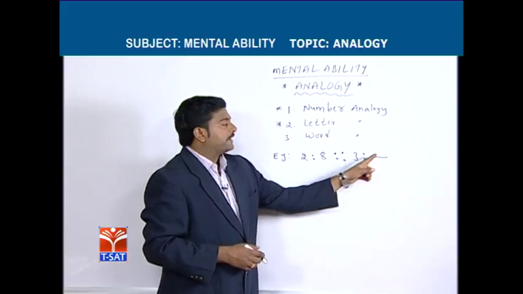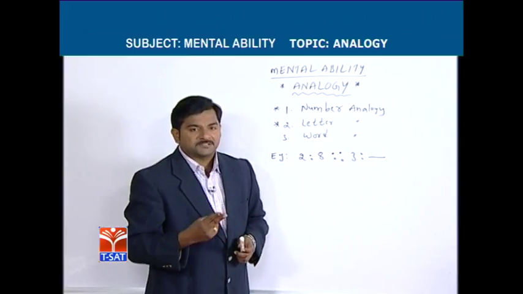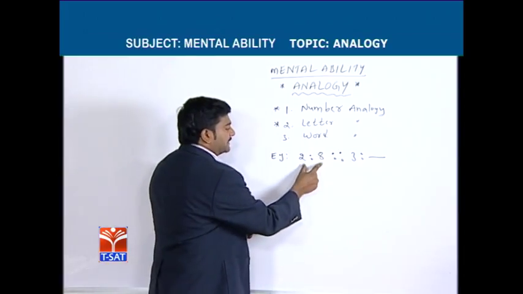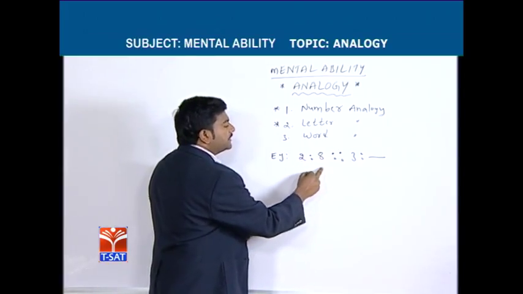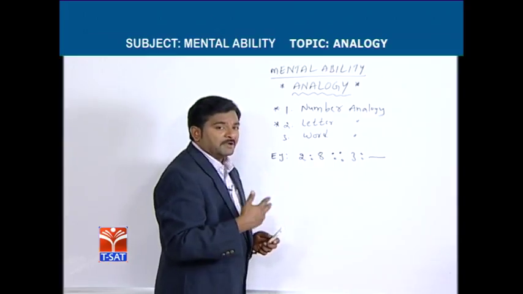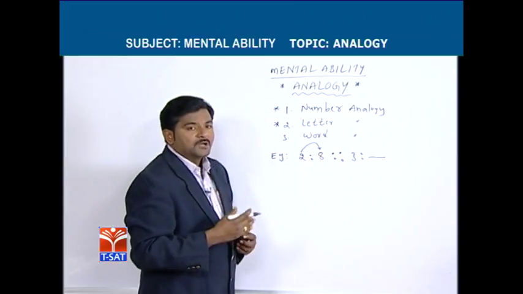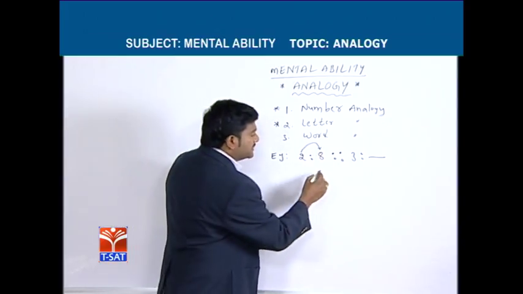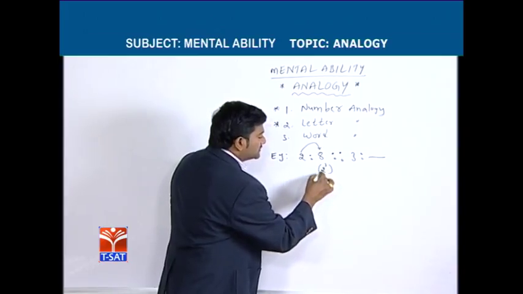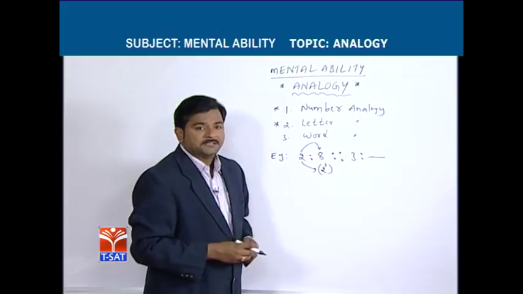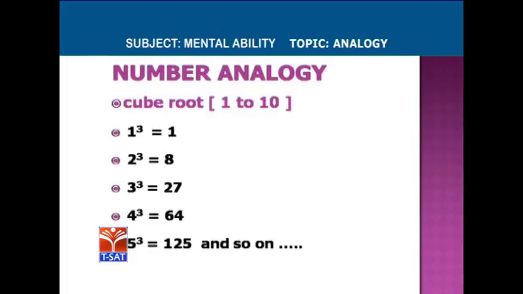Usually to find out this value you need to think in two ways. First way is from set 1. Here set 1 is 2:8. One way of thinking is: from 2, how are you getting 8? 8 can be written as 2 cube. So 2 becomes 2 cube. Similarly, if you apply the same concept for the second pair also, 3 can be written as 3 cube. 3 cube means what we can write here? 27. Hence the answer is 27.